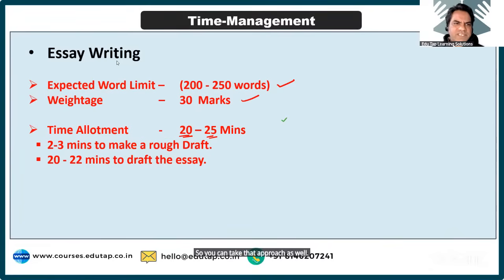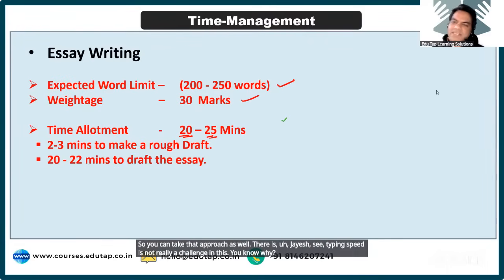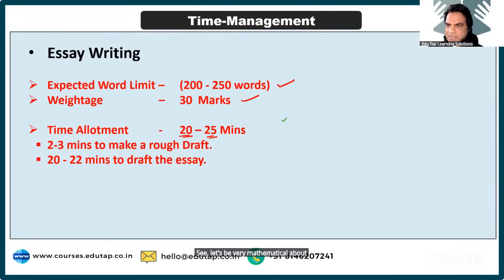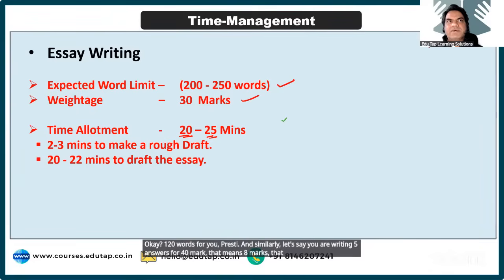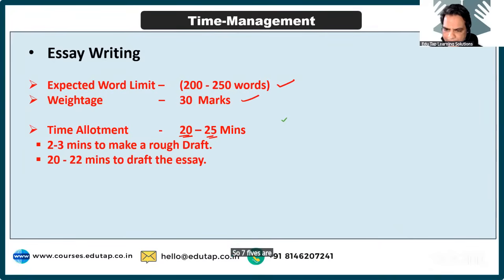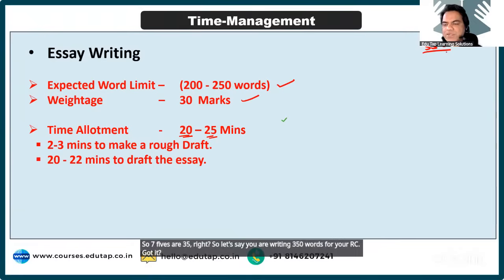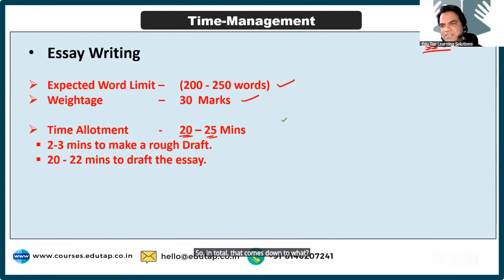Jayesh, see, typing speed is not really a challenge in this. You know why? Let's be very mathematical about it. Let's say you have to write 250 words for your essay, 120 words for your précis. And similarly, let's say you are writing 5 answers for 40 marks, that means 8 marks each, so for every answer you are writing 60 to 70 words. So 7 fives are 35, so let's say you are writing 350 words for your RC. So in total, that comes down to around 720 words, right?